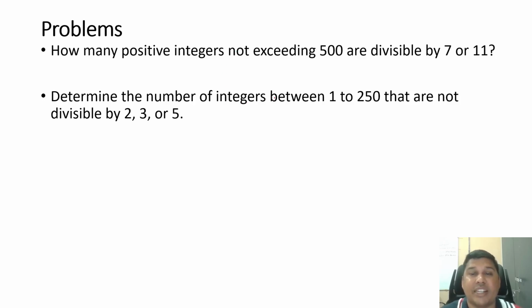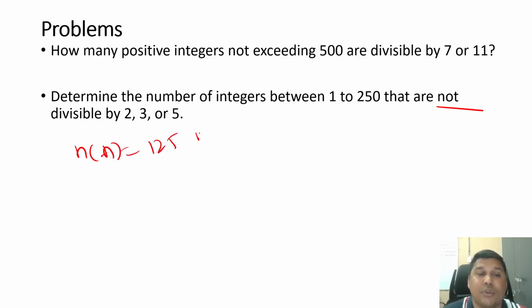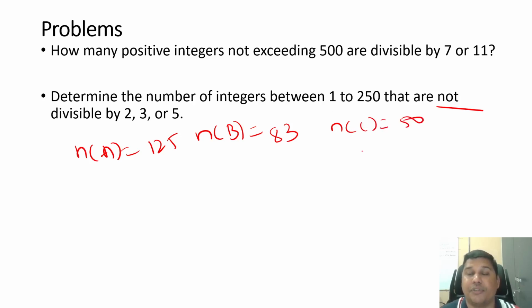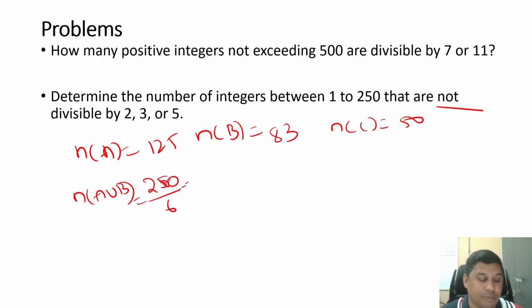Similarly, determine the number of integers between 1 to 250 that are not divisible by 2, 3 or 5. Okay, so first you find out the number of elements divisible by 2, 3 and 5. So n of A will be 250 by 2, that is 125. n of B will be 250 by 3, so it is somewhere around 83. Then n of C equal to 250 by 5, it is 50. Now n of A intersection B, 250 by 6. So if you divide, it is 41.66, so we took 41.